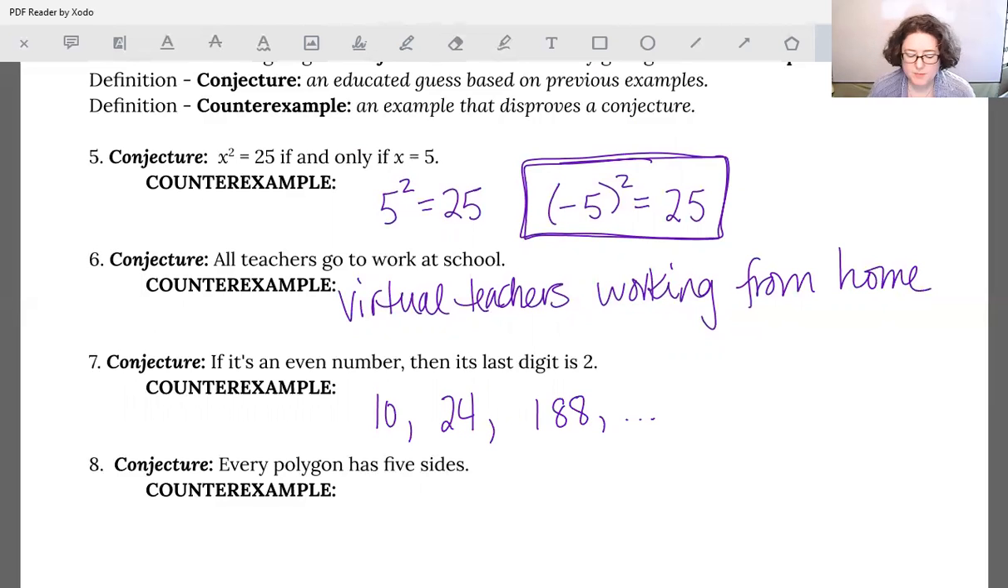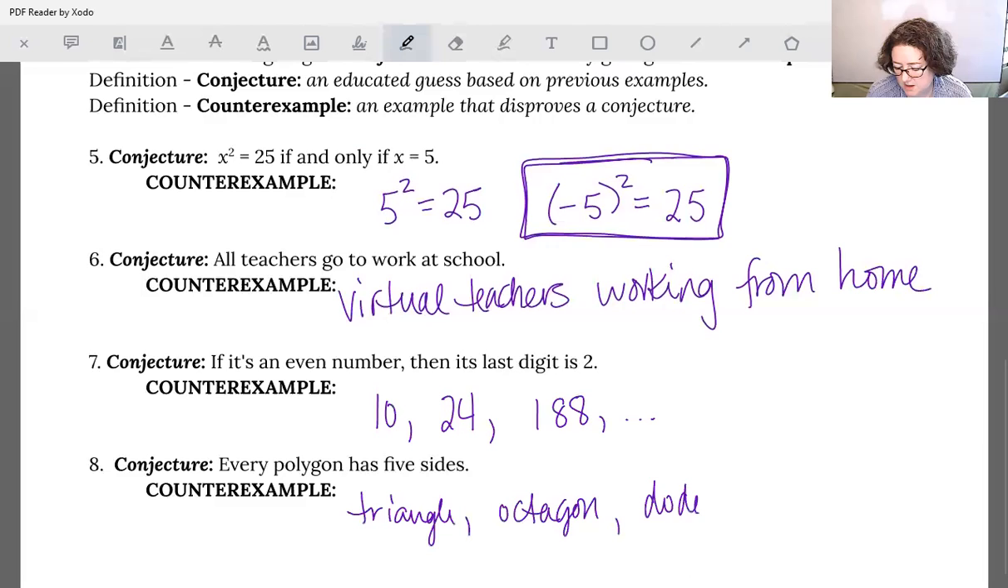And then number 8: every polygon has 5 sides. Well, wait a second. Didn't we just talk about polygons in one of our examples before? What are some other polygons or shapes that don't have 5 sides? Well, we could have a triangle. We could have an octagon, something with 8 sides. We could have a dodecagon, something with 12 sides. Those are all considered polygons. Poly means many-sided figure, but they definitely don't have 5 sides. So any one of those would be a good counterexample.